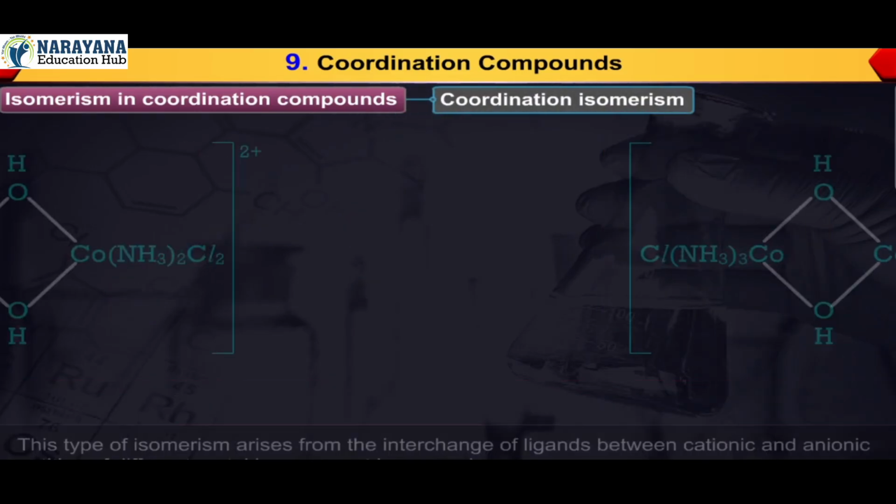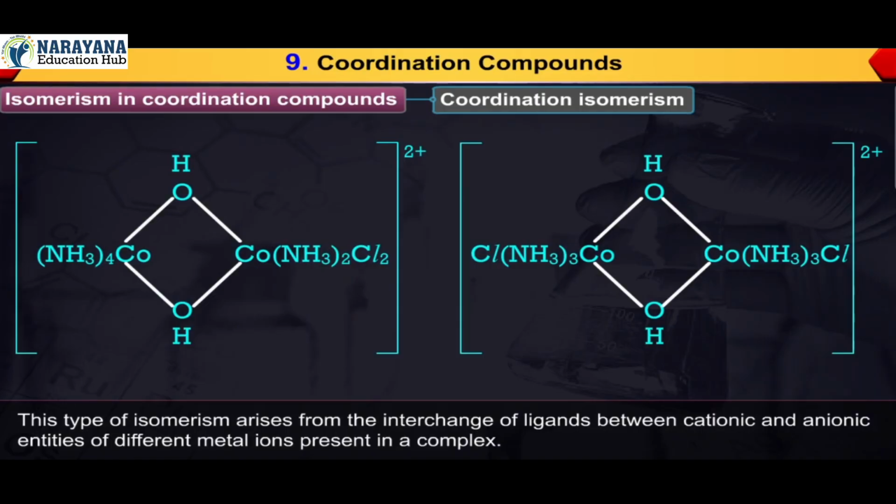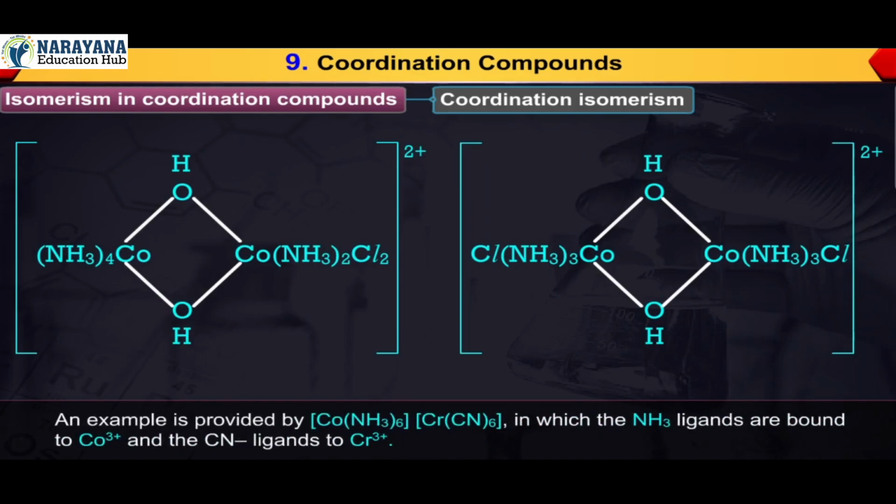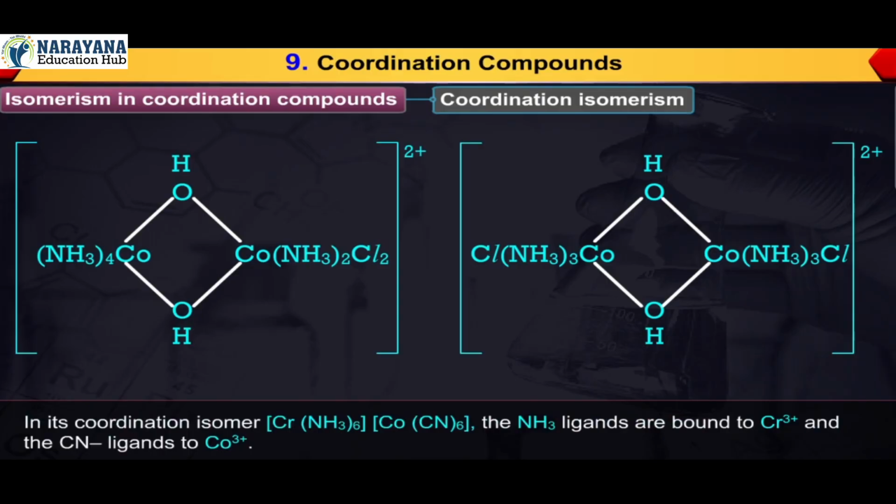Coordination isomerism. This type of isomerism arises from the interchange of ligands between cationic and anionic entities of different metal ions present in a complex. An example is provided by [Co(NH3)6][Cr(CN)6], in which the NH3 ligands are bound to Co3+ and the CN− ligands to Cr3+. In its coordination isomer [Cr(NH3)6][Co(CN)6], the NH3 ligands are bound to Cr3+ and the CN− ligands to Co3+.